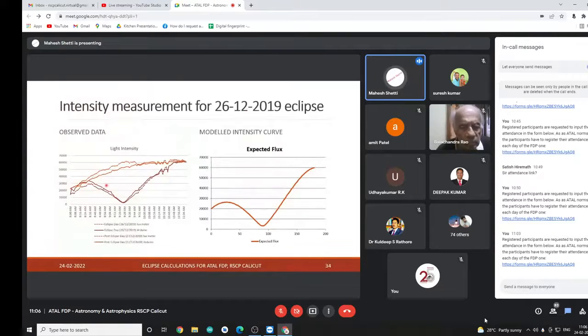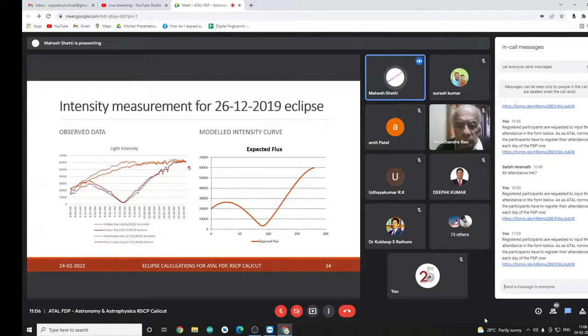These were the data that were taken. This is the observed data. This data was taken on the 27th, the day after the eclipse. This data was taken during the eclipse. So we'll see what happens. This is the time duration. The intensity increased first, then it decreased, then again it started increasing, and you can see that on the next day, when the eclipse was not there, the intensity from 8 o'clock to 11 o'clock went on increasing.